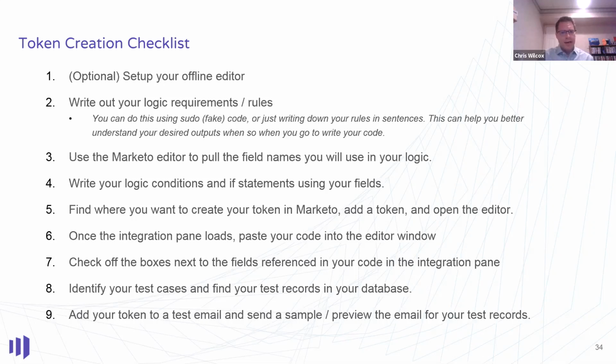So figure out where you want to do that. Drag your token over, open the editor, wait for that integration pane to load, paste your code, and then check off the boxes for all those fields in the integration panel. And that's it. Your token is created and saved, and it'll work correctly.